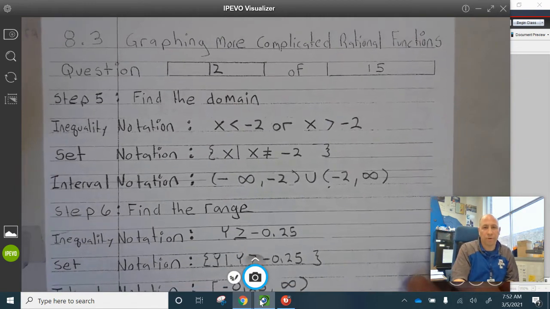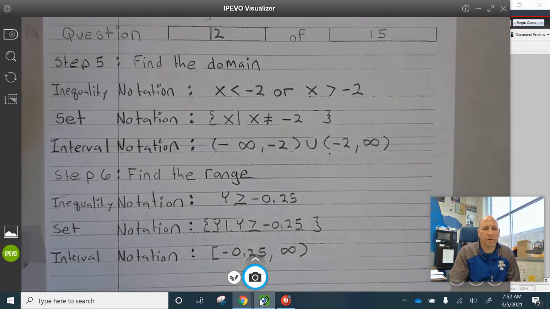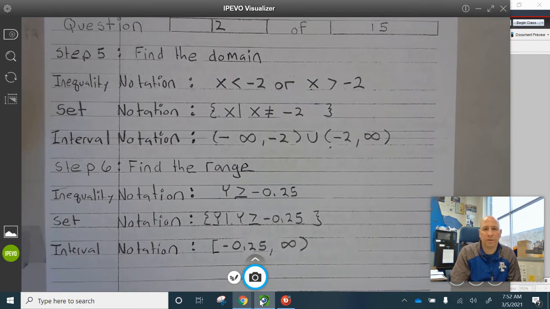All right, question 12 of 15. Step 5. Find the domain. Inequality notation is x less than -2 or x greater than -2. Set notation is x such that x does not equal -2. Interval notation is from -infinity to -2 or from -2 to infinity.